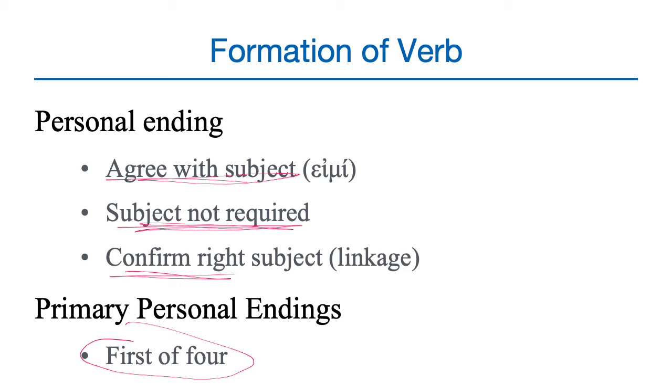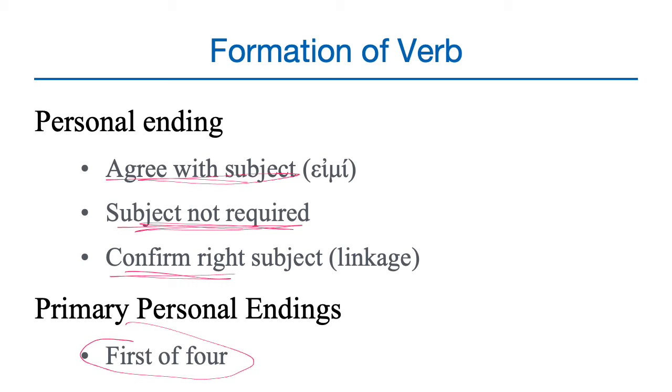Subject is not always required in a verb. You can look at the personal ending of a verb and know the subject. You can know whether it is a first, second, or third person. So you will always look at the ending of the verb to know what the subject is, whether it's first, second, or third person. Primary endings, keep this in mind as we move forward and you will know this better.